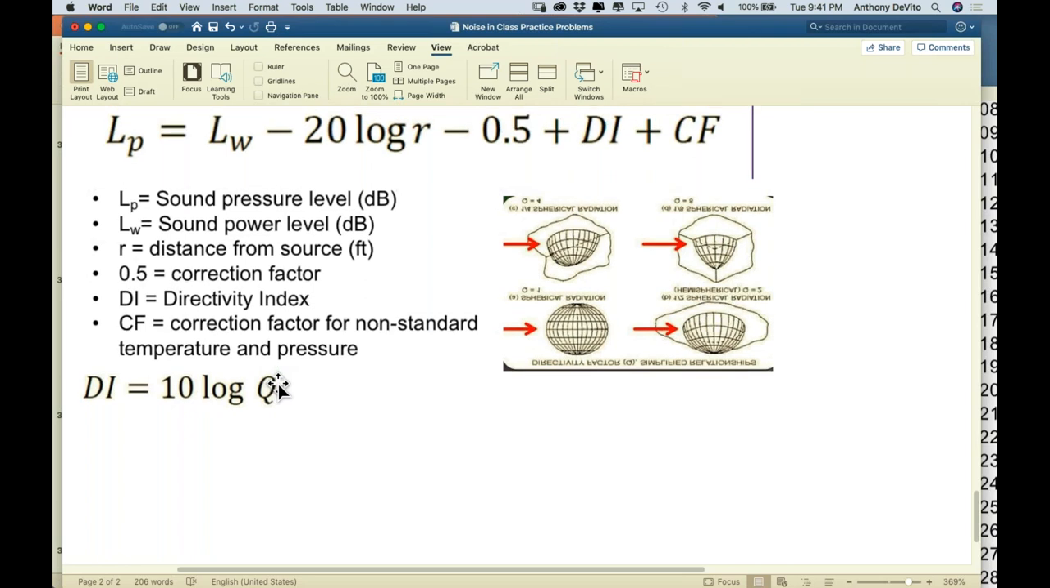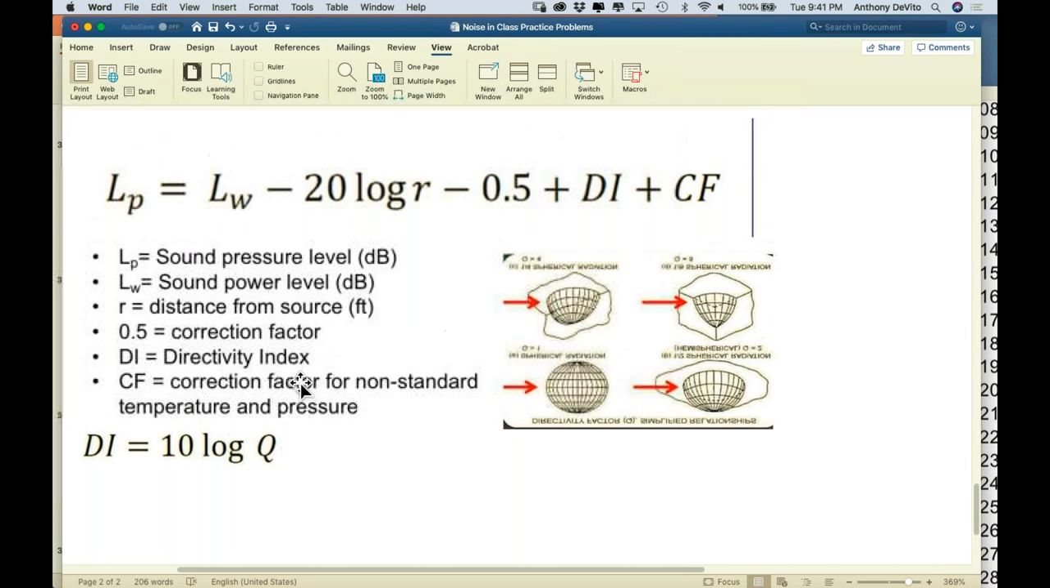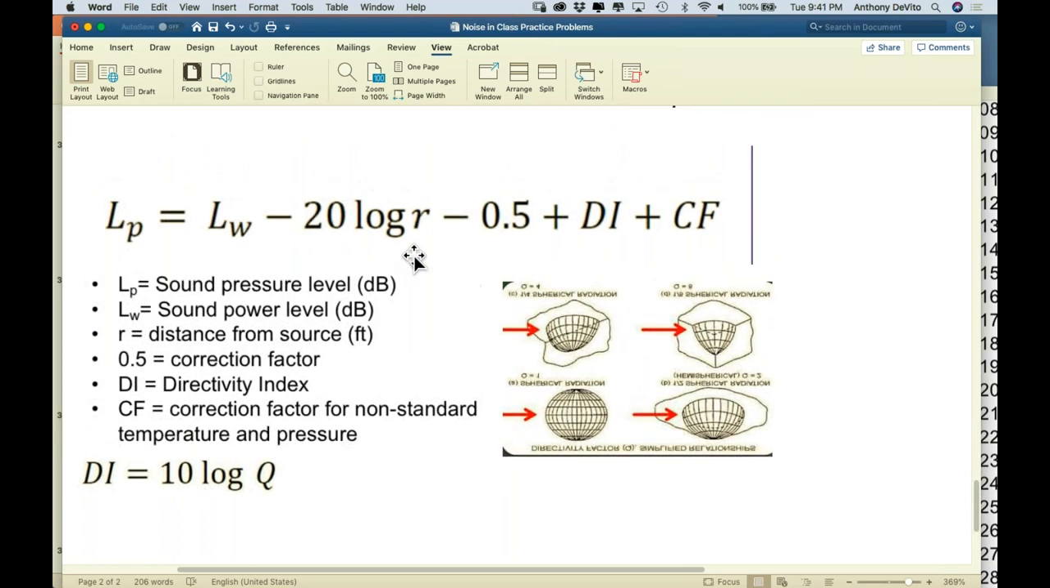Notice it's a smaller number. Why is it a smaller number? Because instead of being more directed, like if it was at a corner, now it's spread out over a whole hemisphere, right? Coming away from the wall. Okay, it's more diluted. So the DI is 6, minus 0.5 is 5.5. 20 times the log of the distance r.